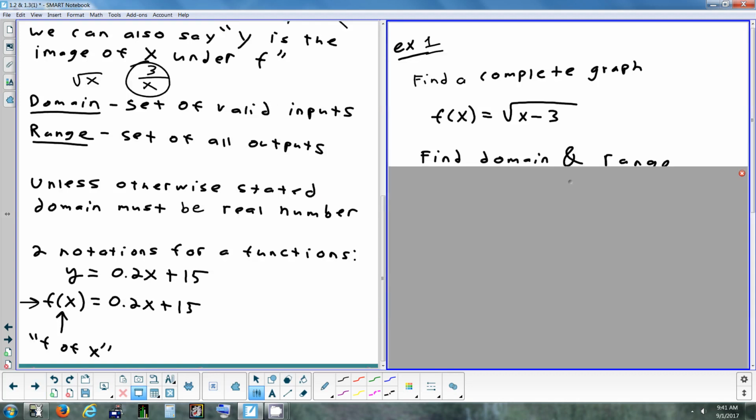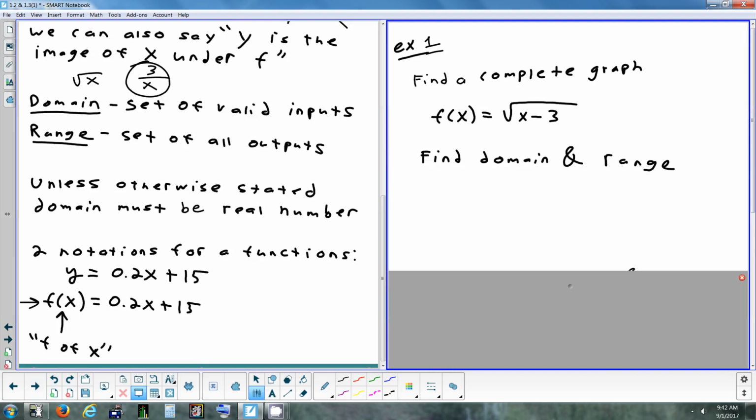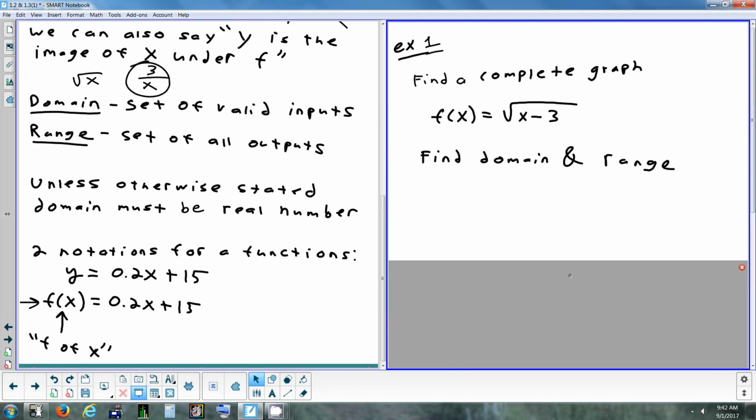So let's find a complete graph of that and see if we can write down the domain and range. From the last square root problem, we know that it should have some kind of curve to it. Let's see what we can do. Does everyone have what's on the left?